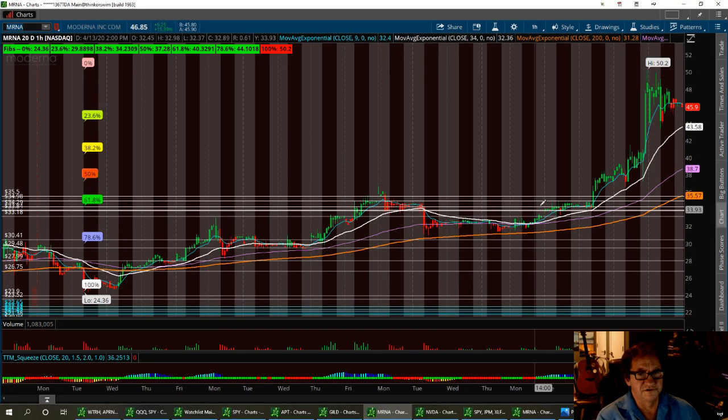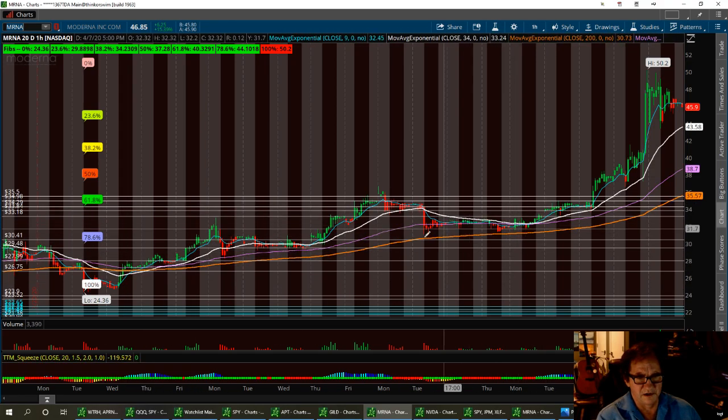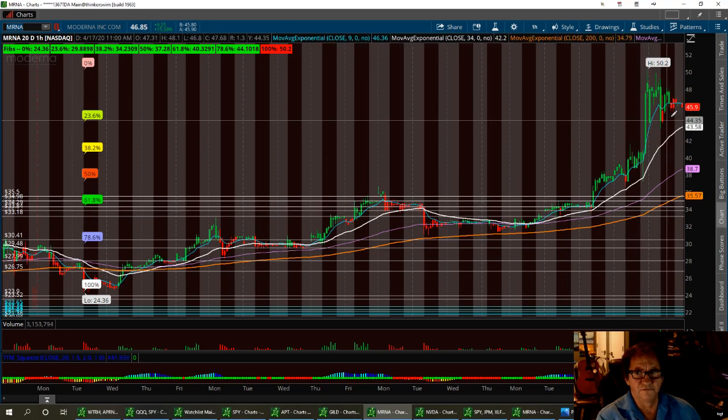Beautiful run on this trade. I wish I'd had enough sense to get in this when it was down here at the bottom. I haven't played it at all. We've got a pennant flag working right here. You see, that's called a pennant flag.